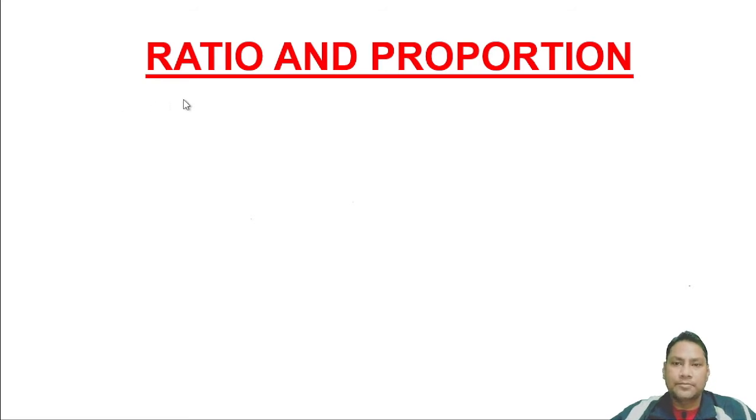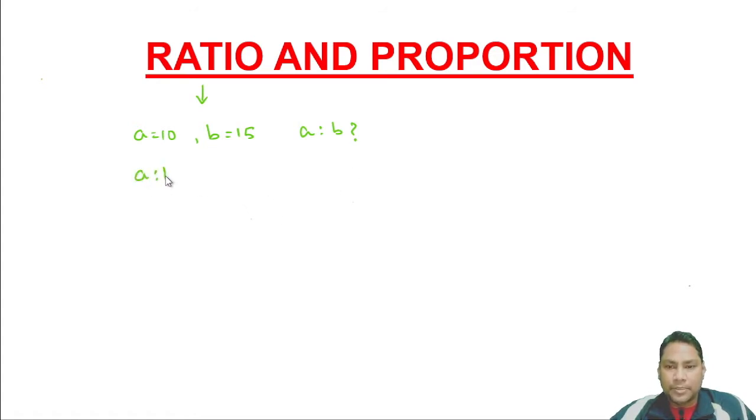Ratio and proportion. First of all, the meaning of ratio. The meaning of ratio is the comparison between two or more things that are given in the questions. Understand it like this: if the value of A is 10 and the value of B is 15, what will be the value of A is to B? We'll write it like this: A is to B equals 10 is to 15. We can divide or multiply it by any number.